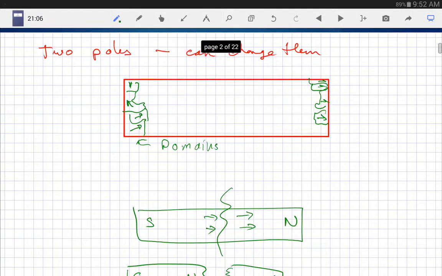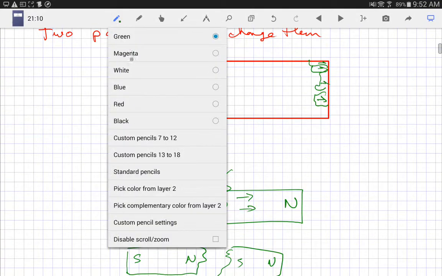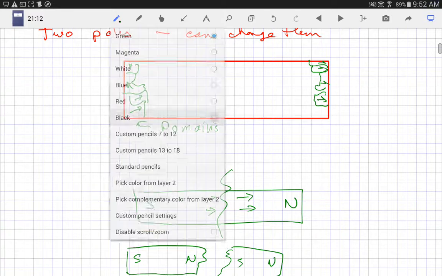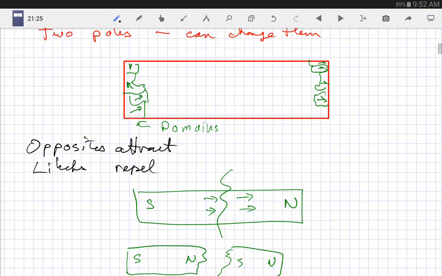The opposites, did I write down here? I didn't write it down, but I said it. What was the rule about attraction between the poles of a magnet? Opposites attract, and likes repel. Just like we had with charge. Two poles, just like we have with charge. With charge, we had two electric charges. Now we have two magnetic charges.